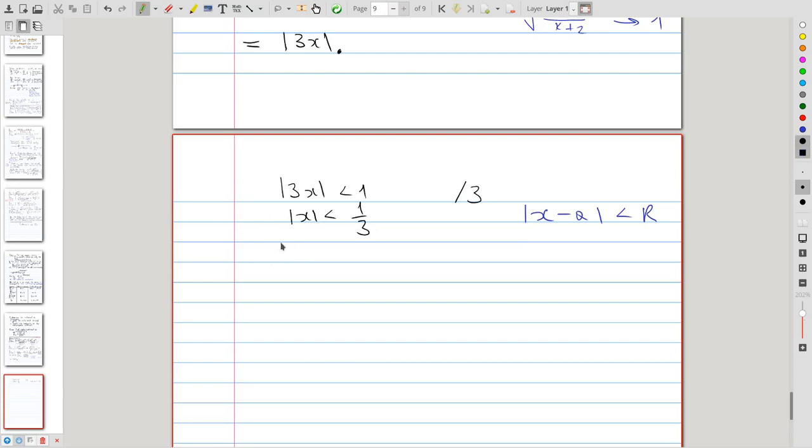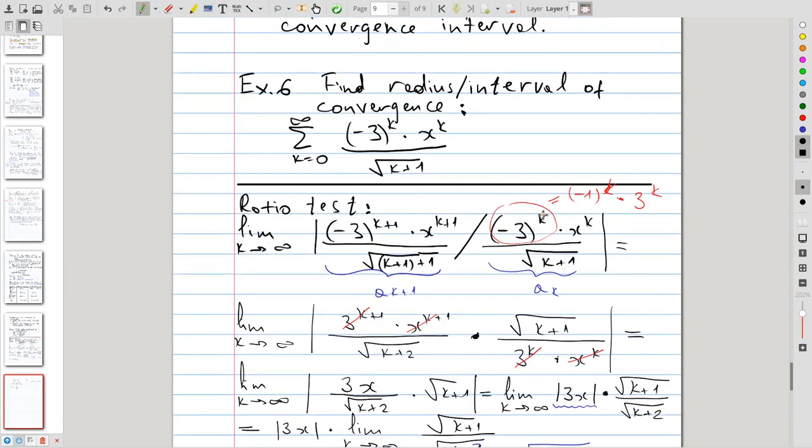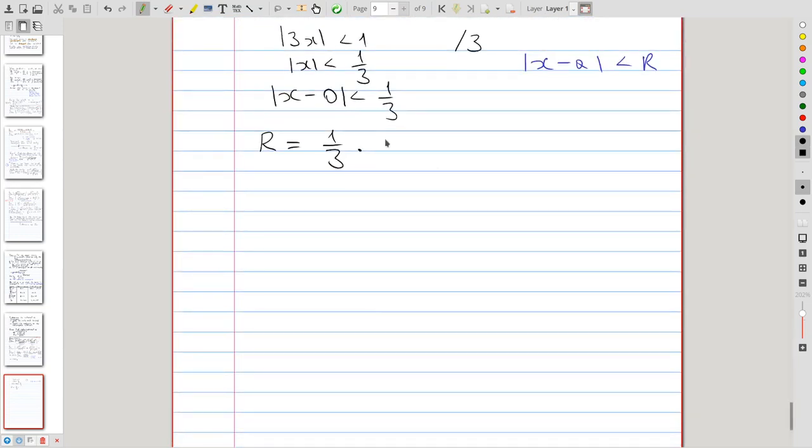If you like, you can rewrite this as |x minus 0| is less than 1/3. And then comparing these two, you will conclude that r, the radius of convergence in this case, is 1/3. Great. It remains to determine the behavior of the series at the endpoints of the convergence interval.